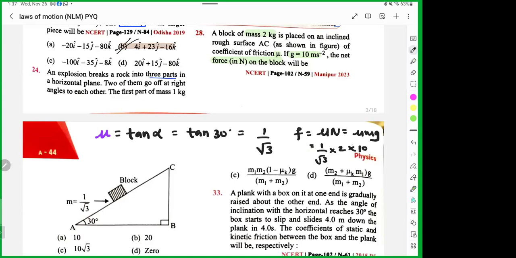10. Sir, 1 by root 3 कैसे है? Because mu formula is equal to tan alpha. Angle of repose. Yes, sir. Alpha value is 30 given in the question. Yes, sir. So, and Sir, tan 30 value is 1 by root 3. M क्या दिया हुआ है 1 upon root 3?